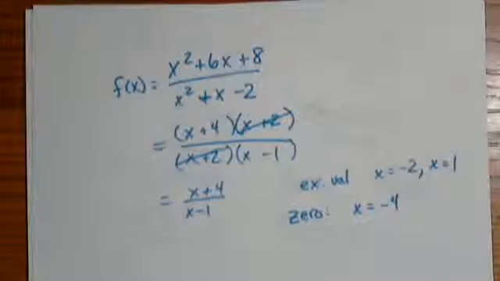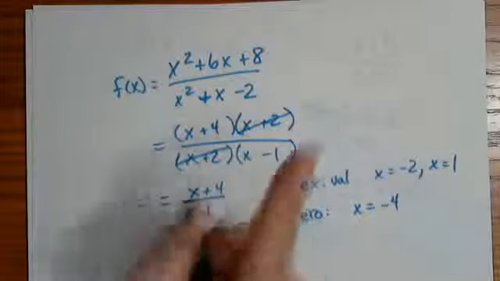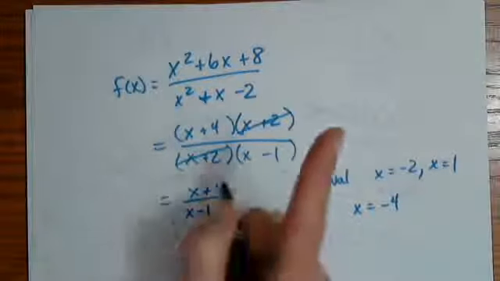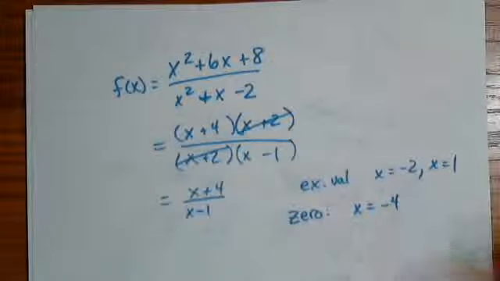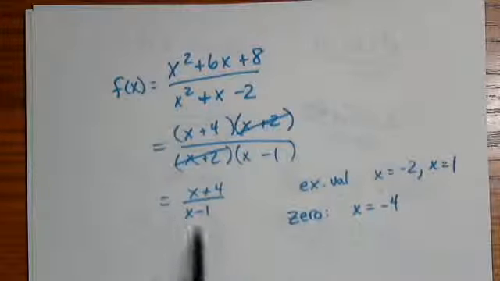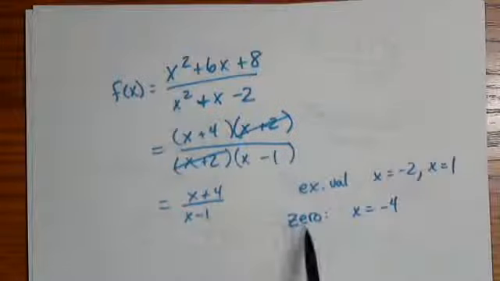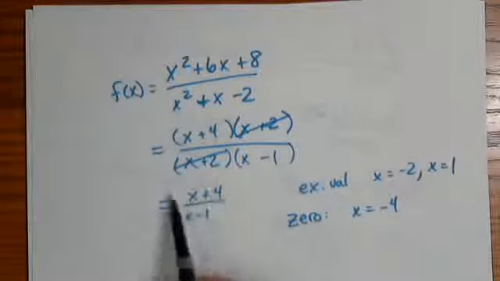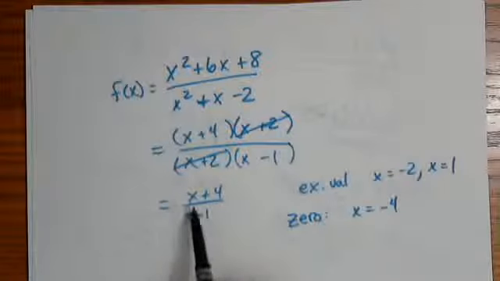This is the key thing to remember. Very, very important. Your excluded values are going to be found when the denominator is 0. Your zeros of the function are going to be found when the numerator is 0. Got it?